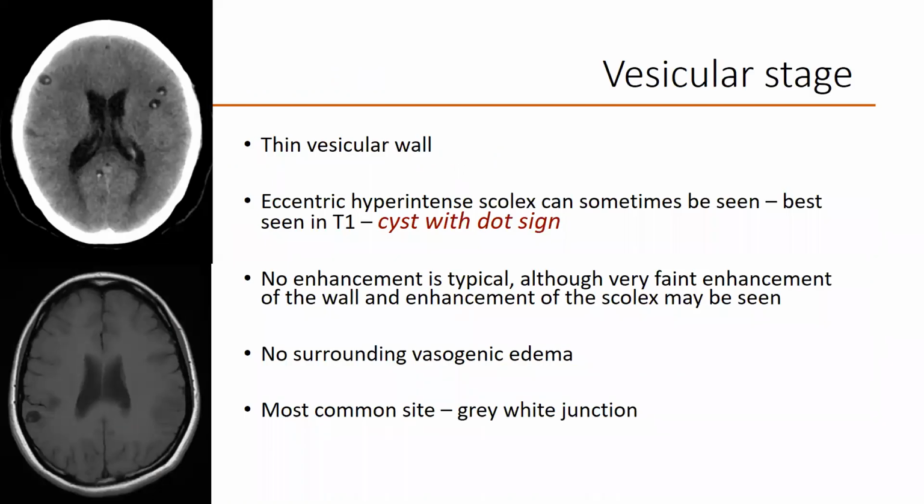This is again a CT and MRI T1 sequence. The ideal sequence to visualize the vesicular stage, where you can see the cyst with the dot sign due to the presence of the scolex, is the T1 sequence. In the CT also you have a cystic lesion with the scolex clearly visible inside. There is a thin vesicular wall, no enhancement, no surrounding edema, and the most common site is the gray-white junction.